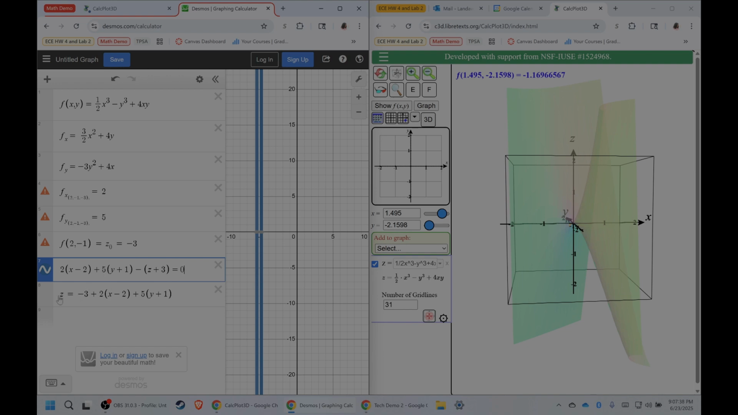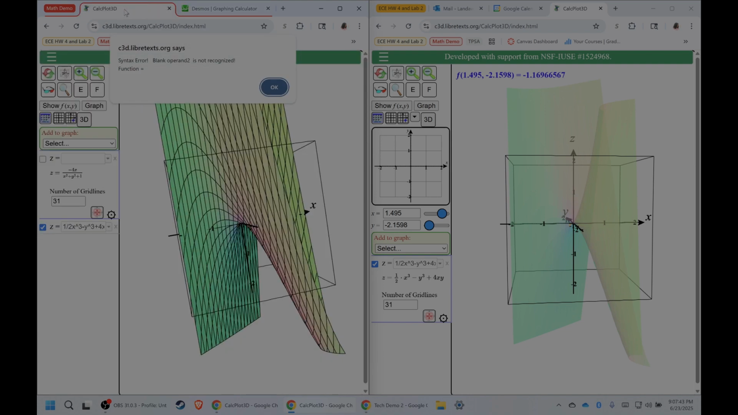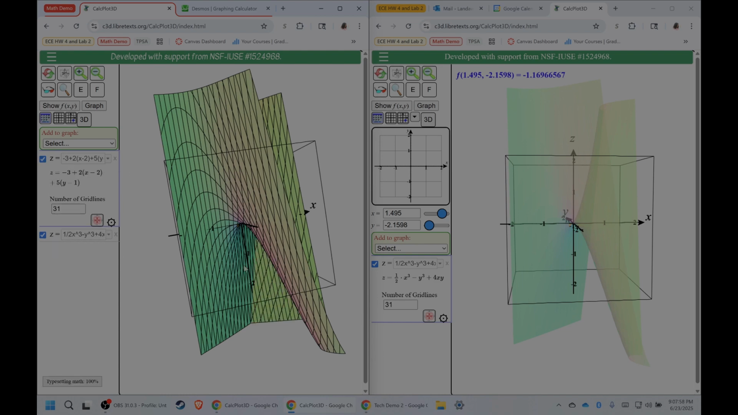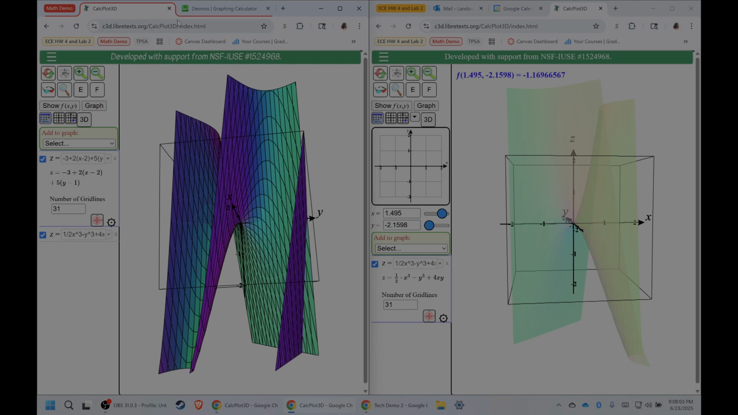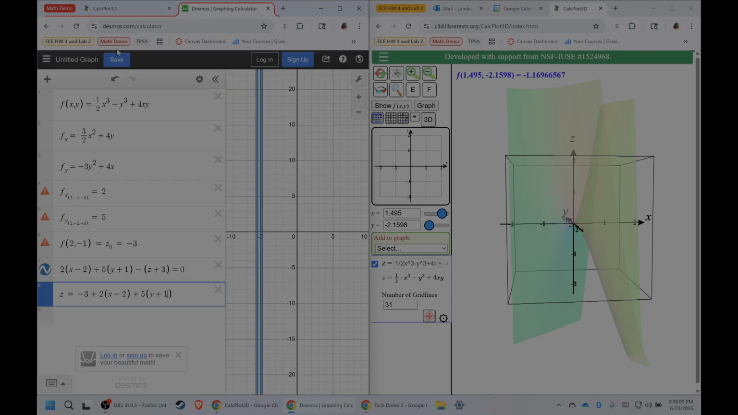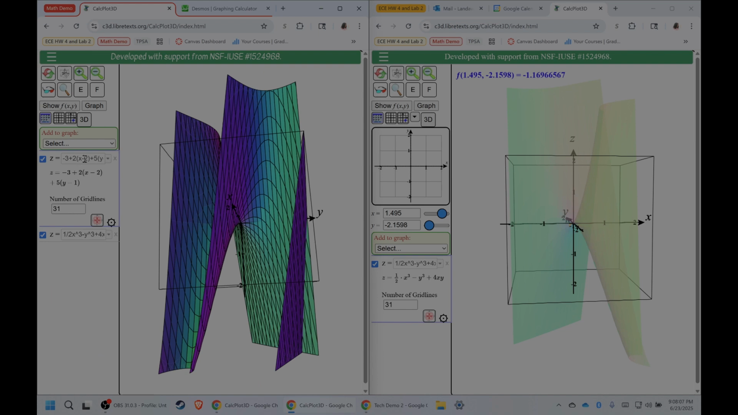So we set it up in a format that's really nice for CalcPlot3D, which is just z equals. And then we throw that back in. So we have z equals -3 plus 2(x minus 2) plus 5(y minus 1). And then, boom. Except I think I messed it up. Let me grab it. -3 plus 2(x minus 2) plus 5(y minus 1). That's what it was. Plus 1.